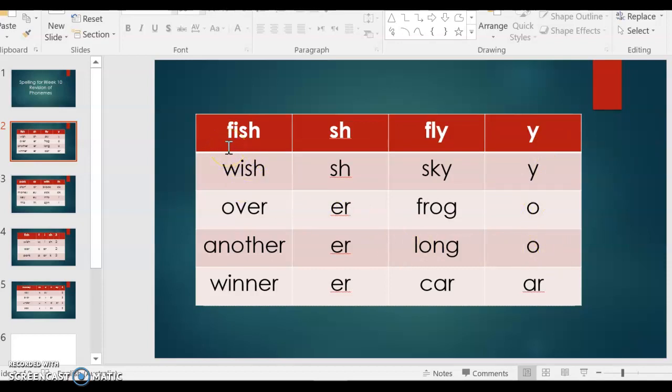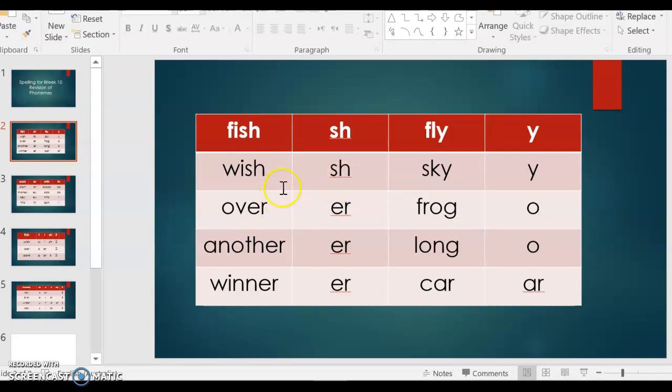So the first word here is fish, and the digraph that we concentrated on was SH or sh. The same way, it's wish. So if you look at fish and wish, we've only changed the first letter at the start of the word, and we had another word. So it's fish and wish. And both these words had the digraph of SH that said sh.